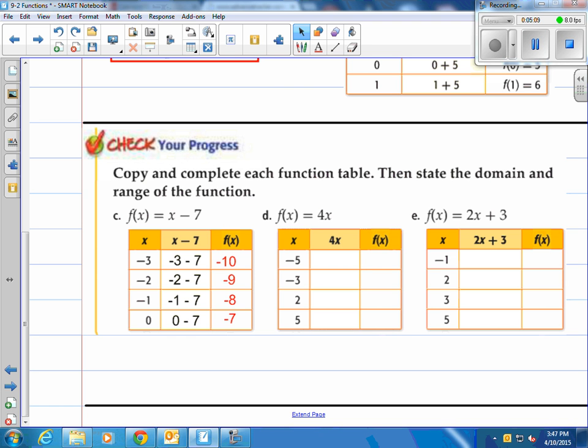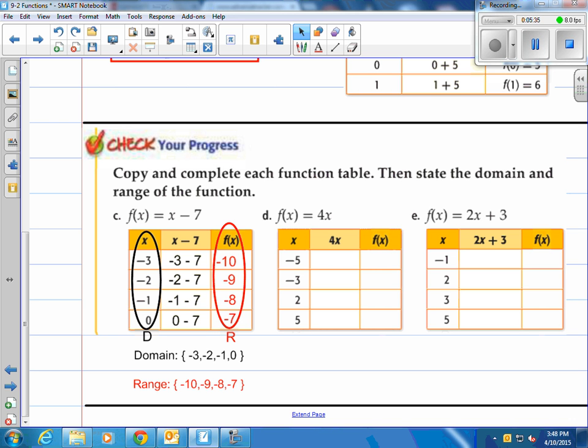Now, they want you to name the domain and the range, so check it out. Your x values, the things you're putting in, are called your domain. Real simple. You put them in braces, and as they go, you write them down. -3, -2, -1, 0. And then how do you write the range? Well, it's just what you had for your output. So you have -10, -9, -8, -7. That's your range, and that's how you would write it. That's the notation to use.